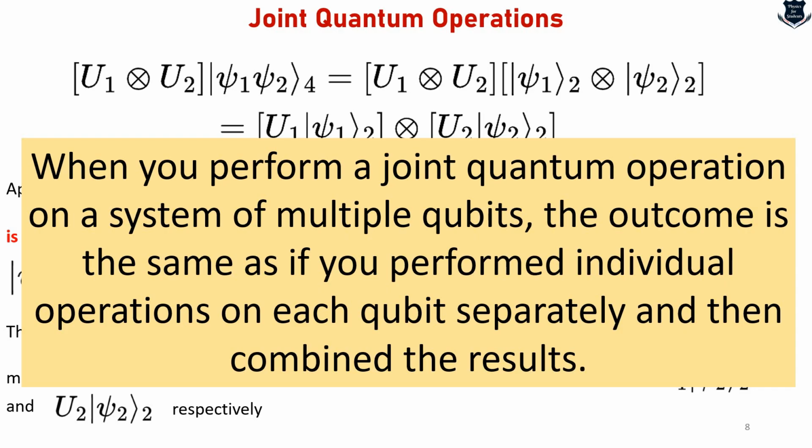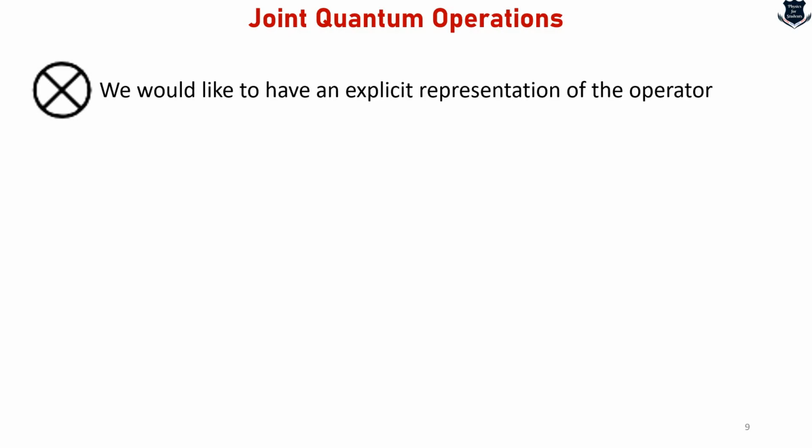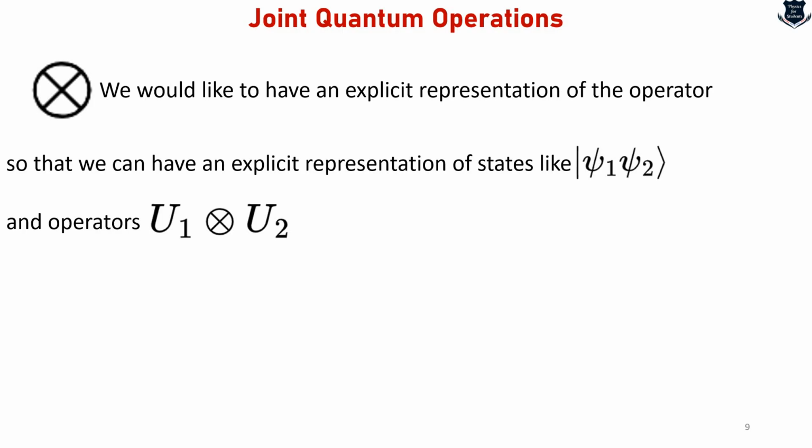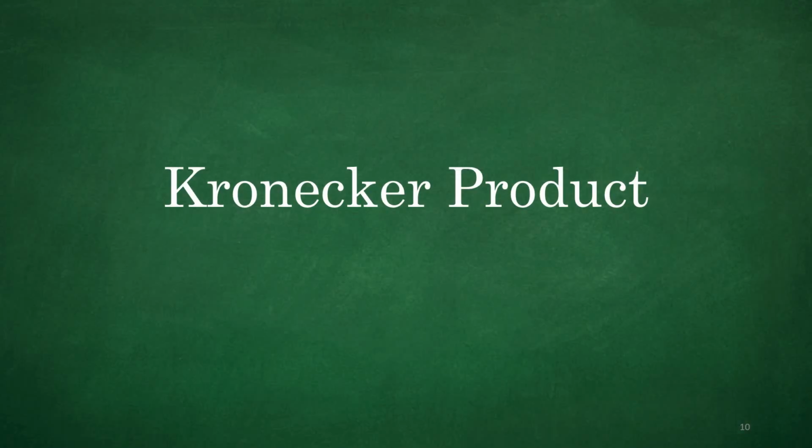So from here we would like to have an explicit representation of this operator, because now we would like to write things explicitly. We would like an explicit operation using this tensor product signature, so that we can have an explicit representation of the two states psi1 and psi2 and the operators u1 times u2. And this is coming up next in our video, what is called the Kronecker product, or the tensor product. So let us look into what a Kronecker product is in the next part of the video.